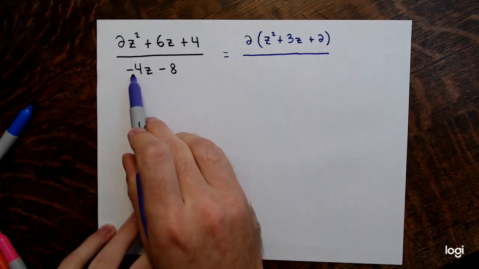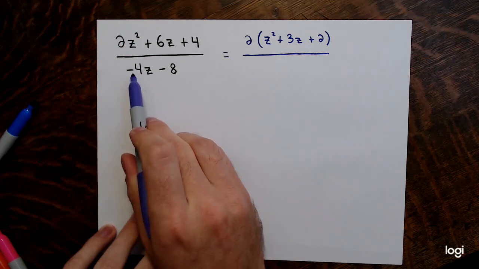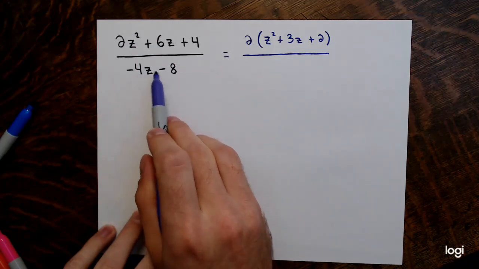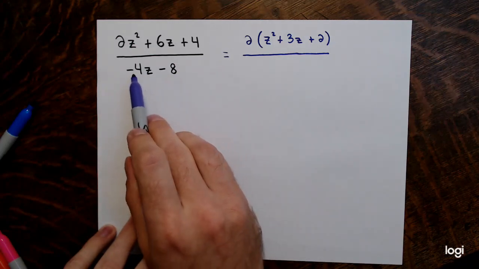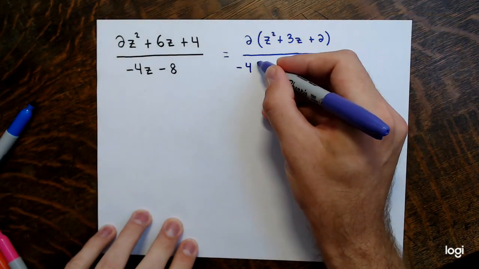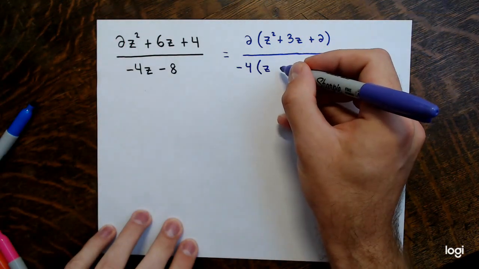In the denominator, this polynomial has a lead coefficient that's negative. So what I like to do when the lead is negative is pull out the opposite, or negative, of the GCF. The greatest common factor is 4, but again I'm going to pull out a negative 4. So negative 4 comes out, and what would be left over would be z plus 2.